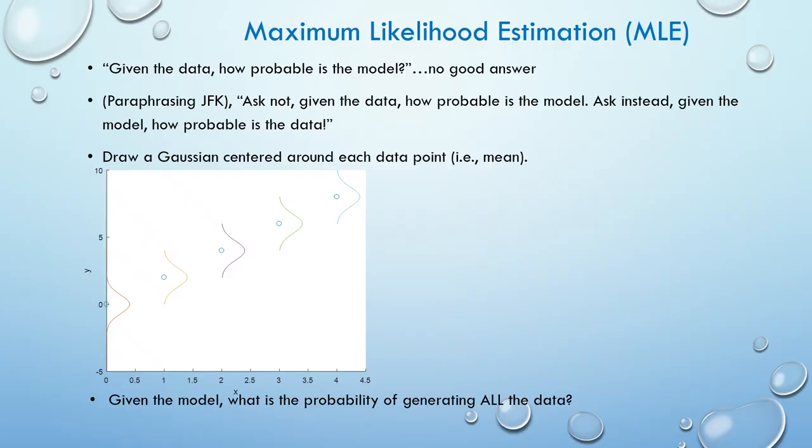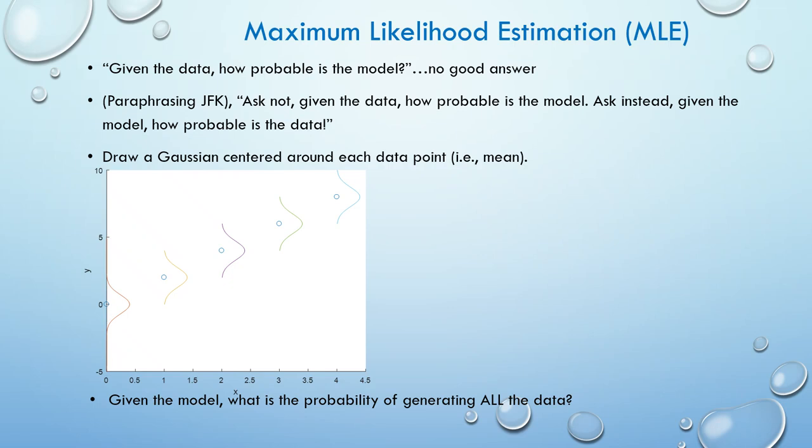It's tempting to ask, given the data, how probable is the model? But no one's found a way to determine the probability of a model. However, if we turn the question around, we can answer, given the model, how probable is the data? In other words, paraphrasing JFK's inaugural speech, ask not, given the data, how probable is the model? Ask instead, given the model, how probable is the data?